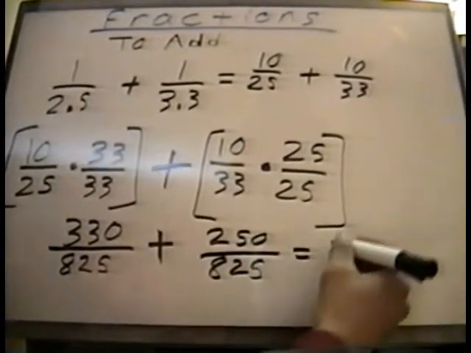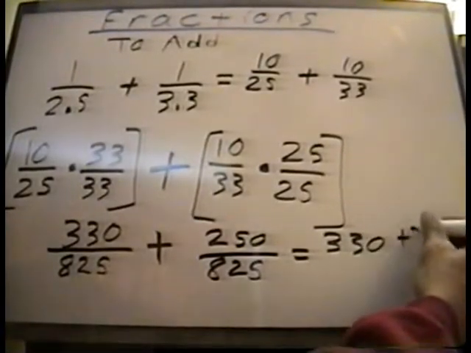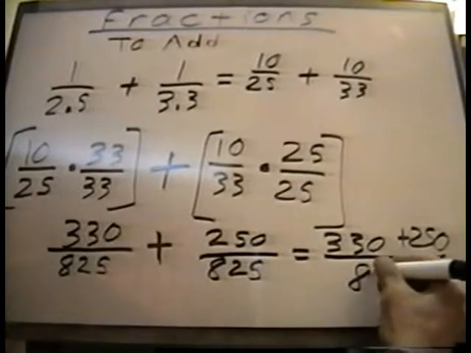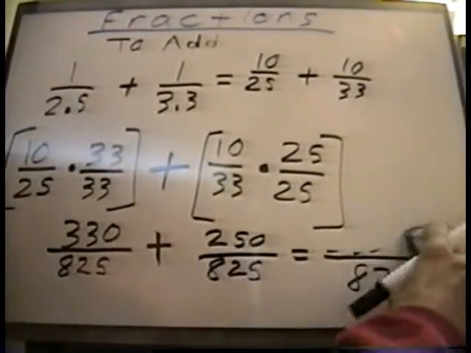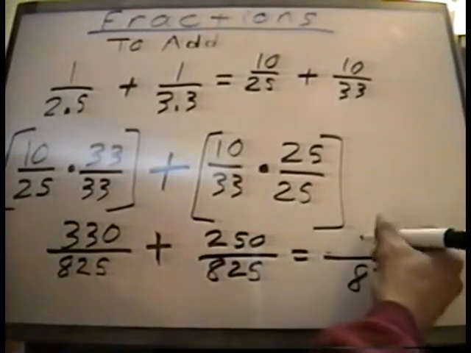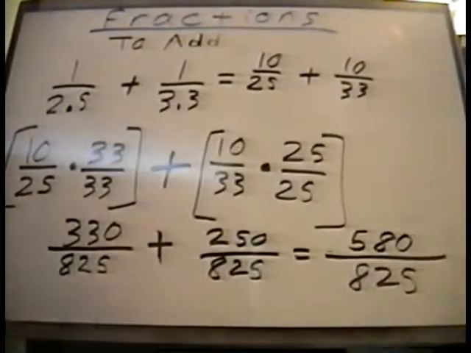Now we get 330 plus 250 over 825. So 330 plus 250, that gives us 580 over 825. 580 over 825. And that is correct.